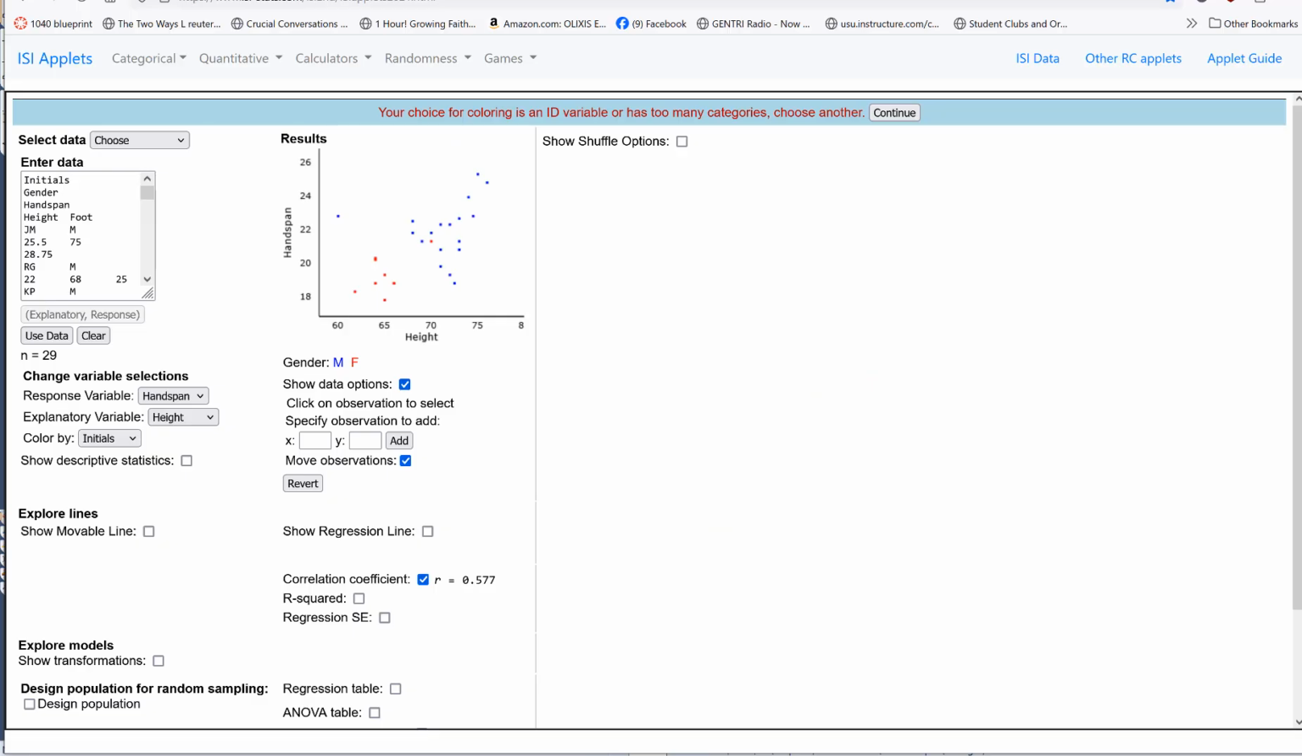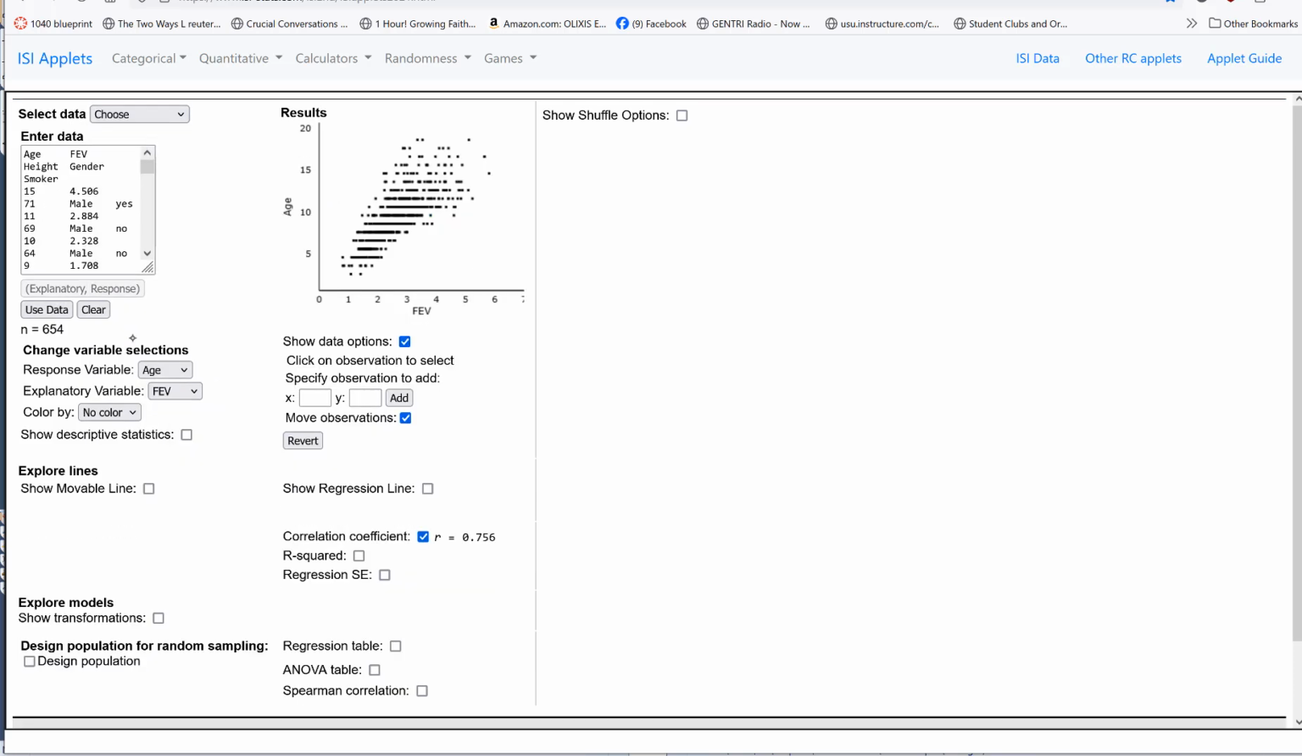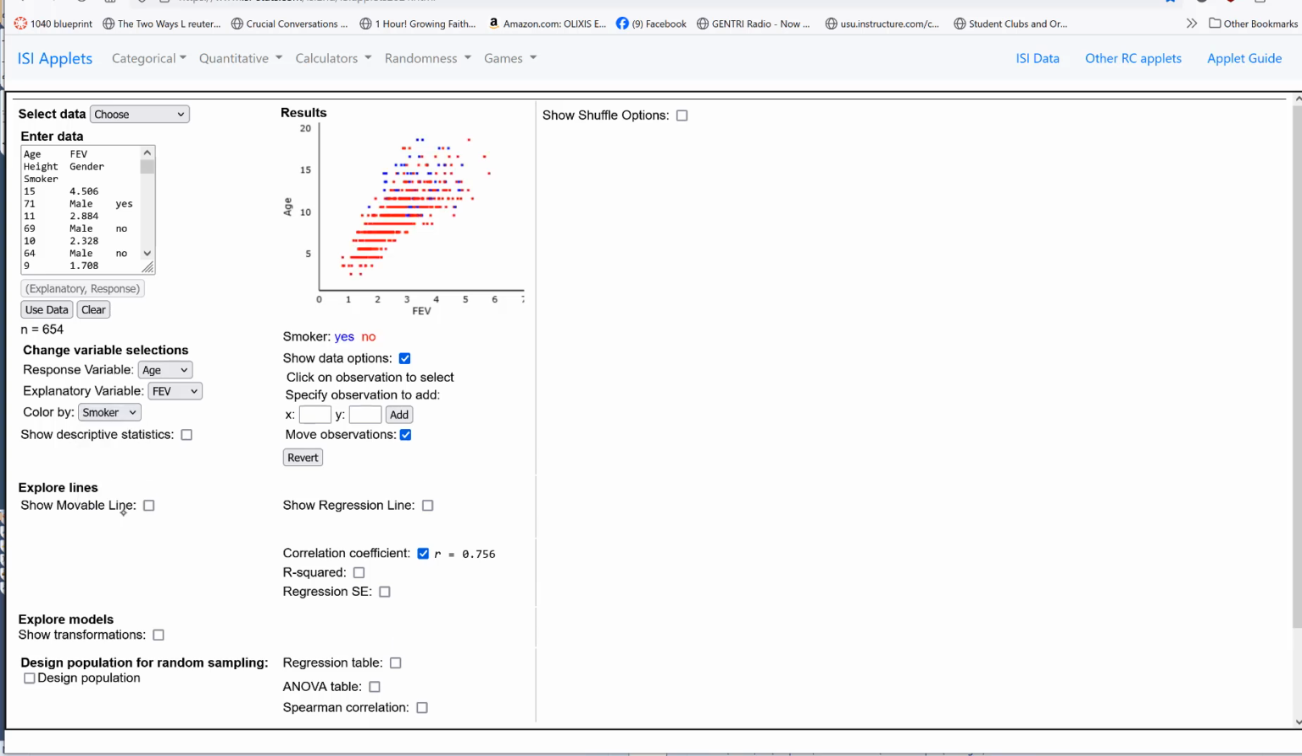When I pull it up, I click use data. I want to color by smoker. Notice here, my age and FEV are actually switched. I wanted age to be my explanatory. Sometimes you can click here, but sometimes it has it here. So my response variable, I want to change to FEV. My explanatory variable, I want to change to age. Now I have age in the right spot.